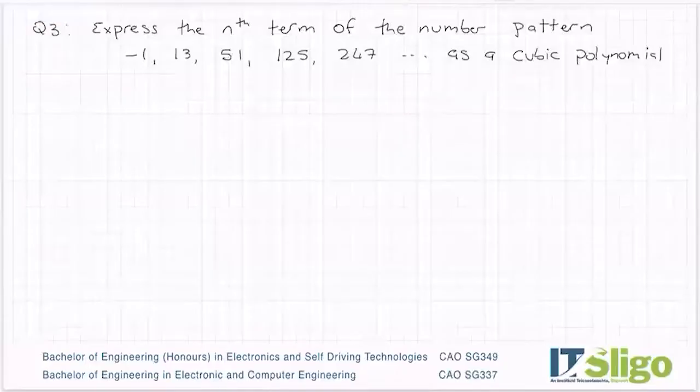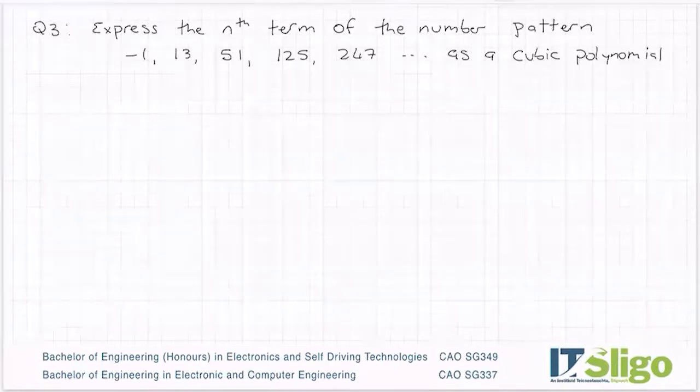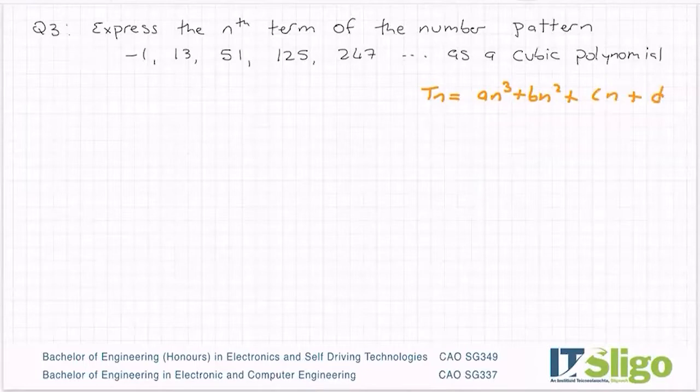Okay, so let's have a look at this third question on patterns. Express the nth term of the number pattern minus 1, 13, 51, 125, 247 as a cubic polynomial. A cubic polynomial is just Tn being equal to the general term. So Tn is equal to An cubed plus Bn squared plus Cn plus D. Okay, so that is all it means by that. And it is cubic, that's how I knew to start with the n cubed.